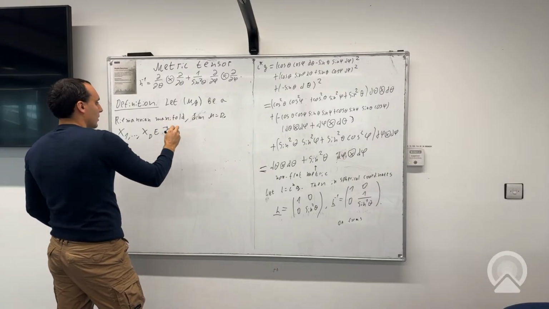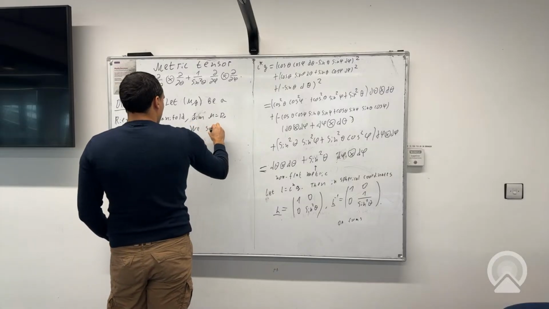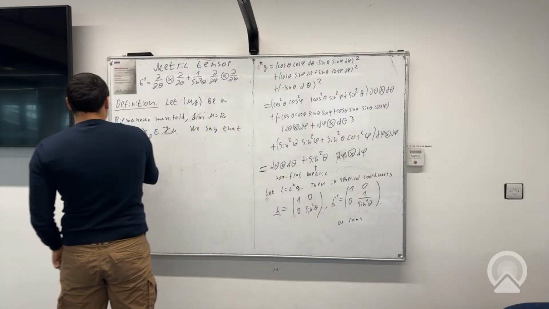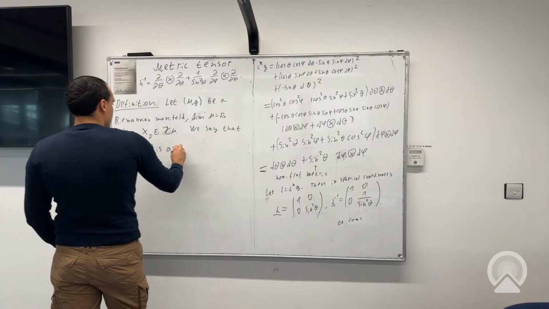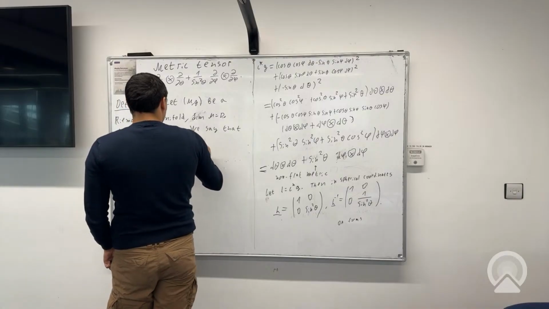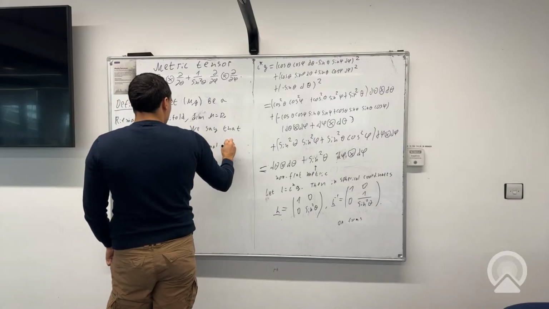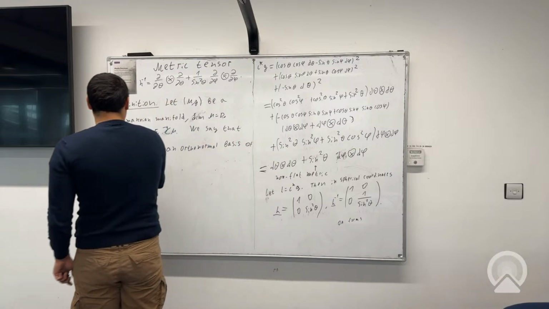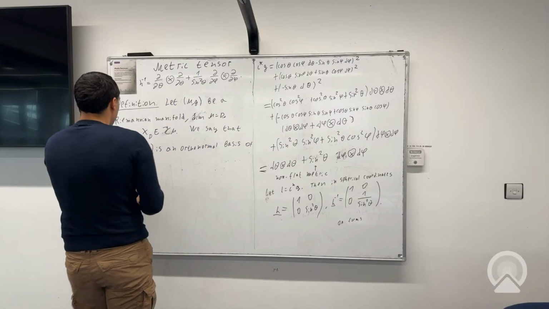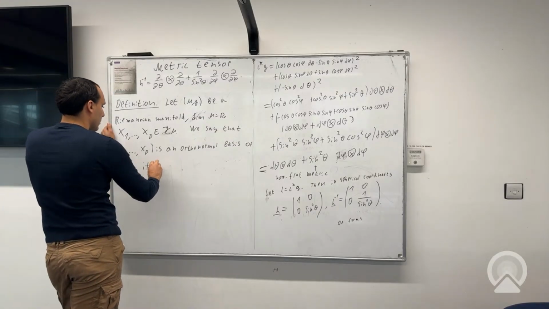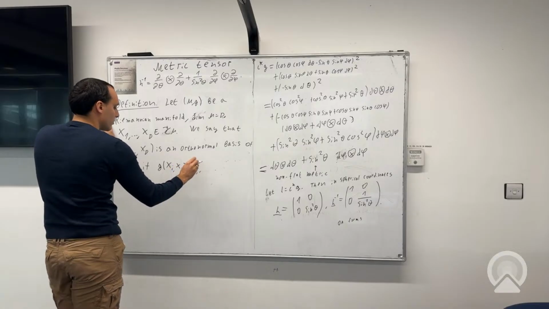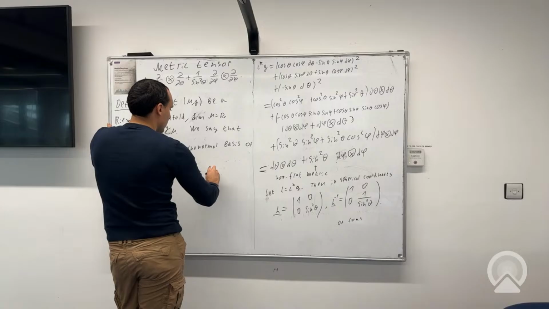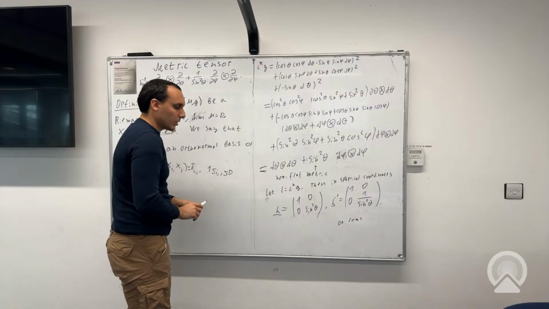Okay. And we say that X1, ..., Xd is an orthonormal basis of the space of vector fields if g(Xi, Xj) is delta ij, or in this interval here.